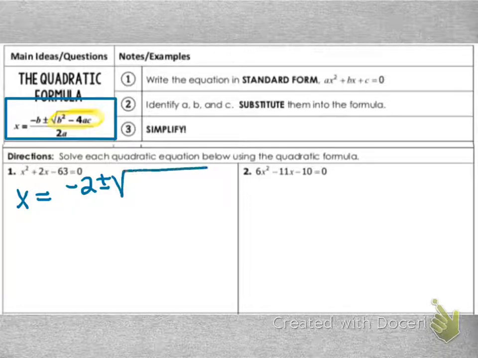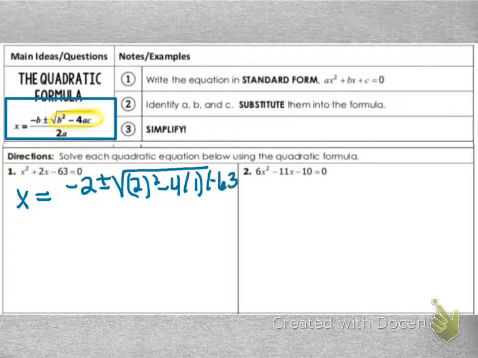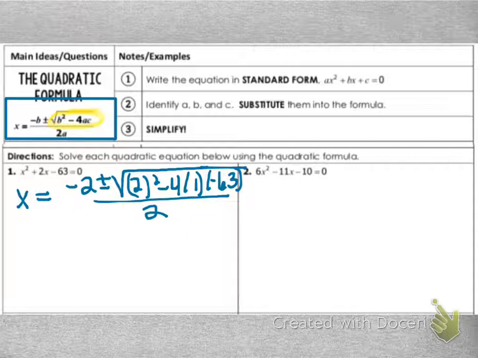B squared, so the b squared would be 2 squared minus 4 times a, which is 1, times the c, which is negative 63, and then all over 2 times a. Well, a is 1, so 2 times 1 is 2. So now we've got to simplify this. So that's negative 2 plus or minus.